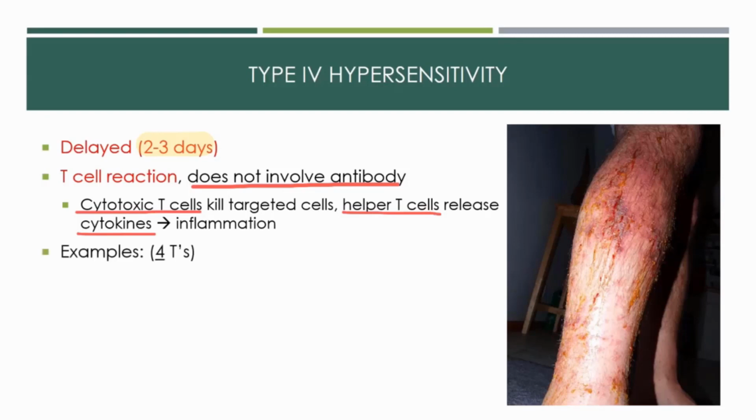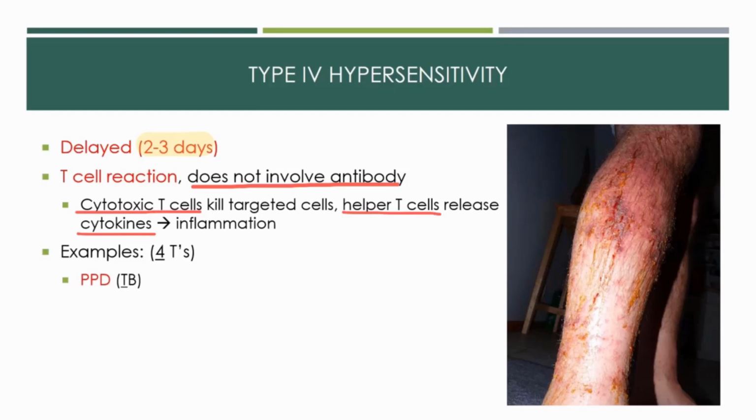The examples of this can be remembered with the 4 T's for type 4: TB, touching, transplant, and T cells. The immune response to mycobacteria and some fungi is basically a type 4 reaction, and this also goes for the screening test for TB, which is the purified protein derivative, or PPD. The protein tuberculin is placed in the skin, which will cause a reaction in people that have been exposed to mycobacteria, including having had the BCG vaccine.